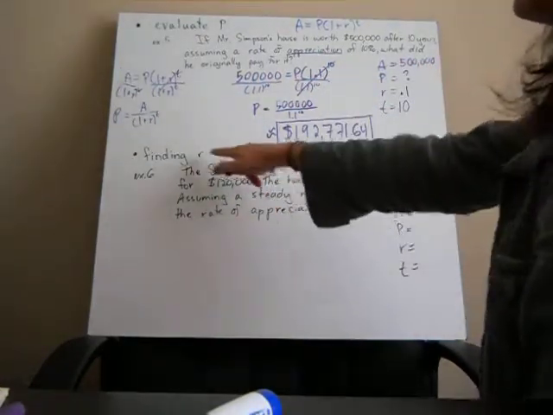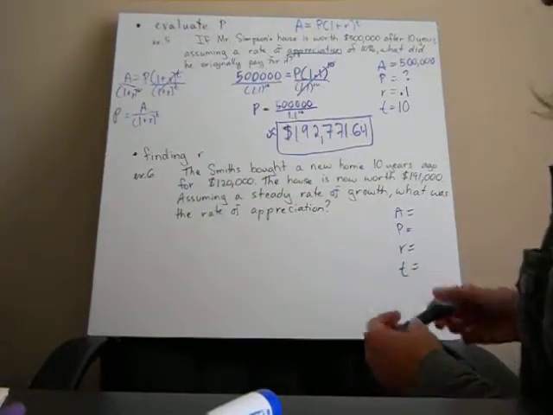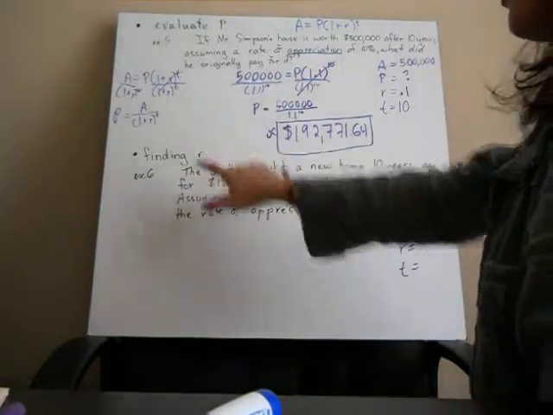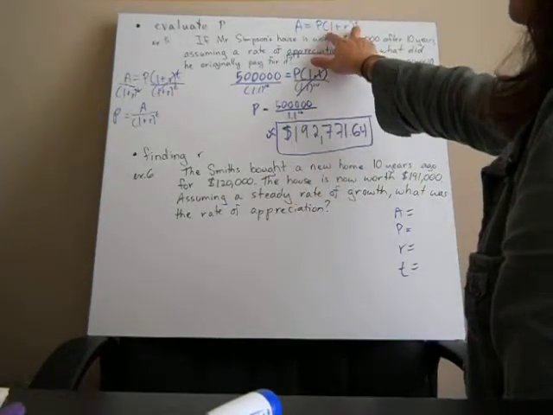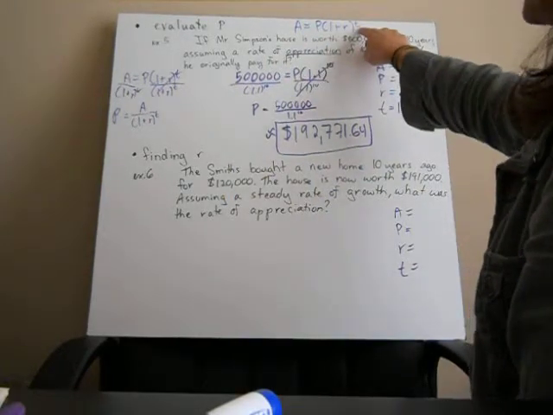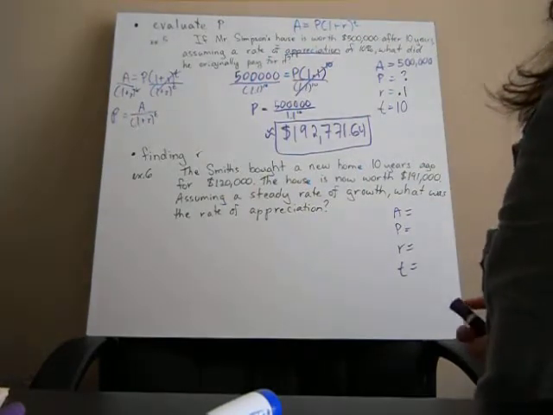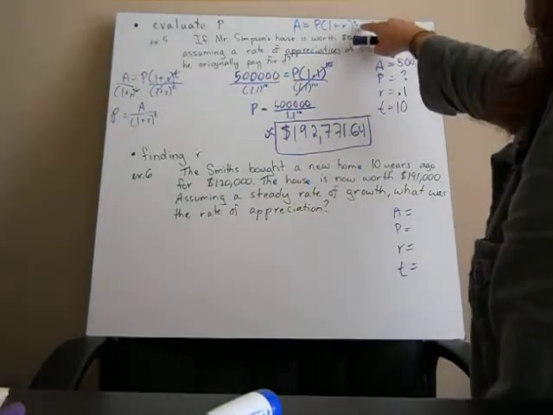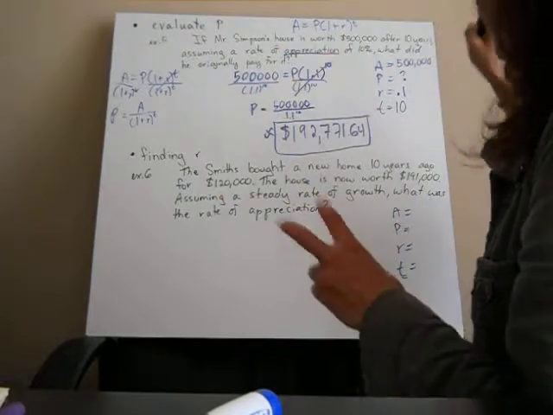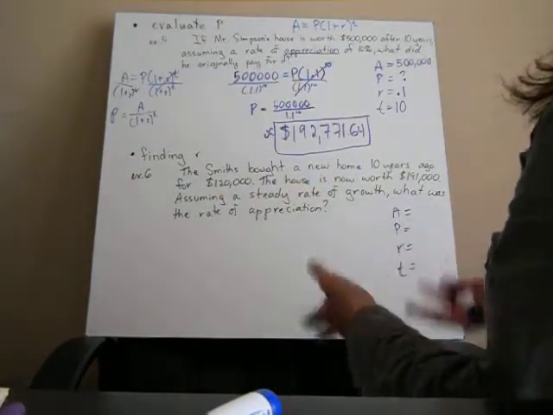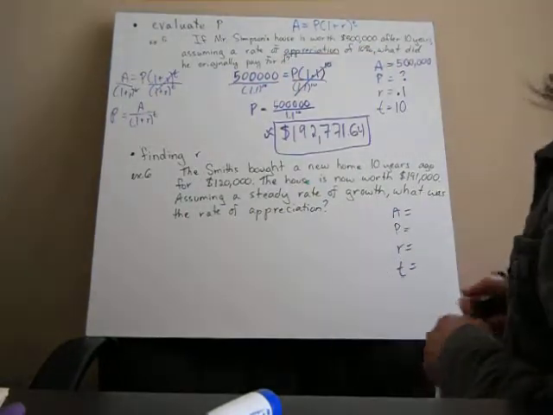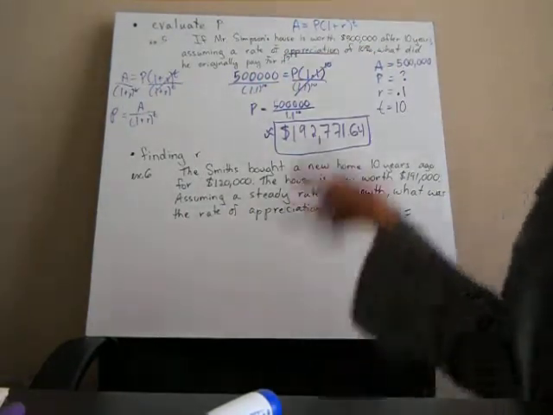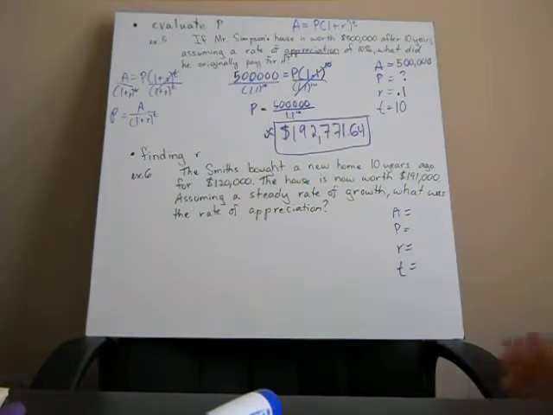Finding R. Now R is a little more complicated. Usually as a student this is more frustrating for you because R is in the parentheses and those parentheses are being raised to the t power. So what that means is you're going to end up having to take the t root of both sides in order to get R by itself. So this is probably the weirdest one, even weirder than the time ones, which are coming after.